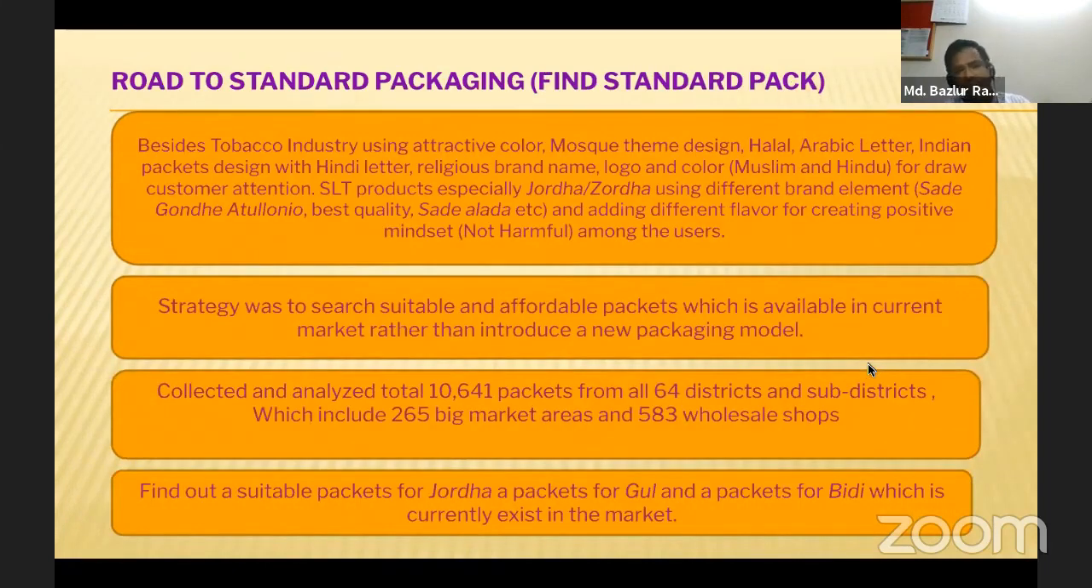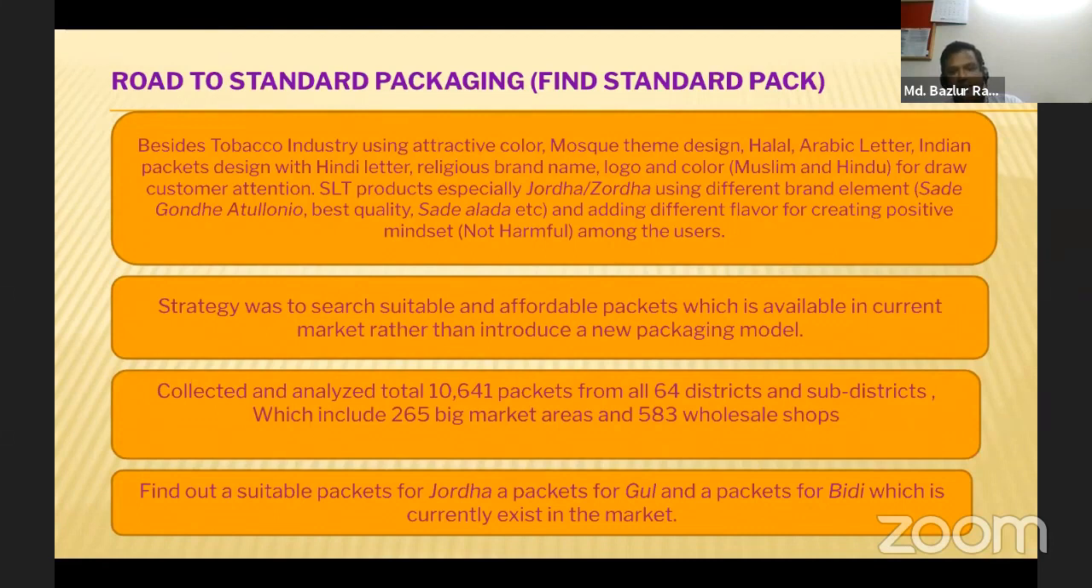So beside this, the tobacco industry is using attractive colors, mosque theme designs, halal, Arabic letters, Indian packet designs with Hindi letters, religious brand names, logos and colors, Muslim and Hindu religious logos, religious color themes, I mean the temple theme and the mosque theme, to draw customer attention.